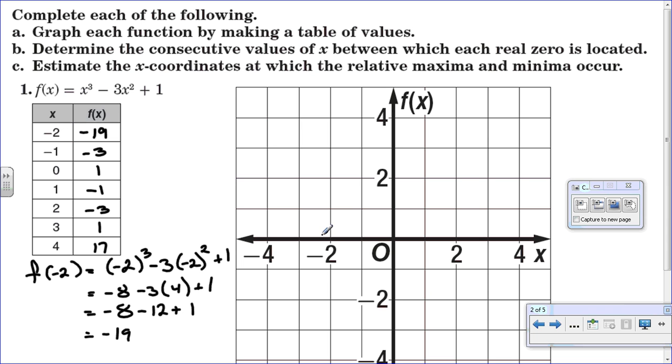Now, -2, of course, won't fit because it doesn't go down that far. But -1, I can graph that to -3 and be just fine. 0 graphs to 1. 1 graphs to -1. 2 graphs to -3. 3 graphs to 1. And 4, once again, is off the graph.